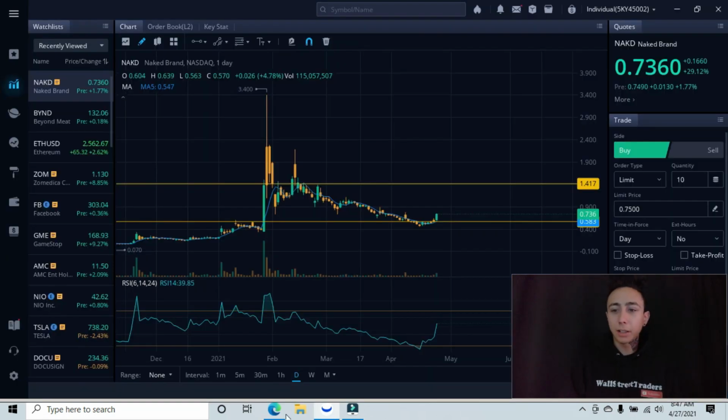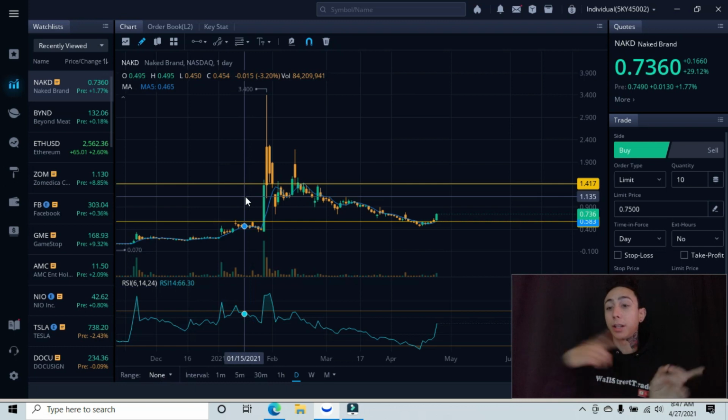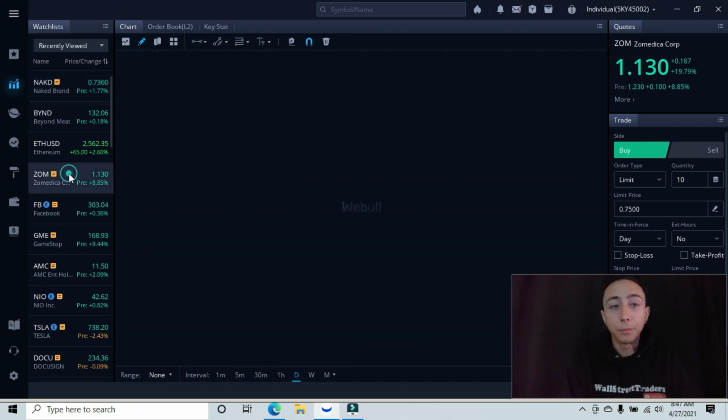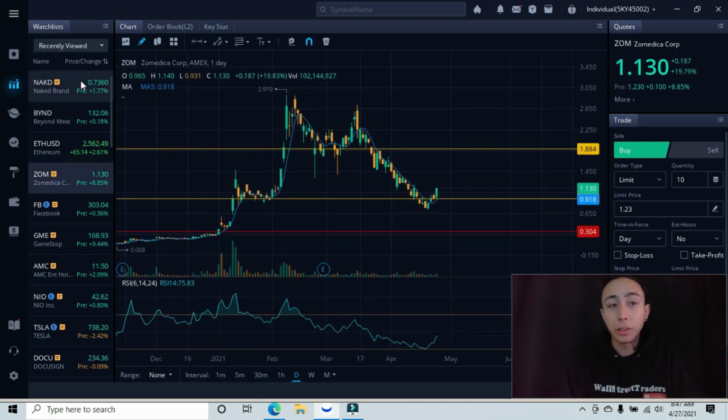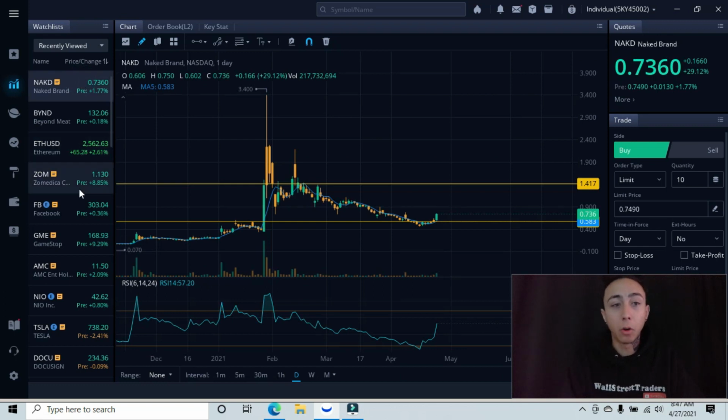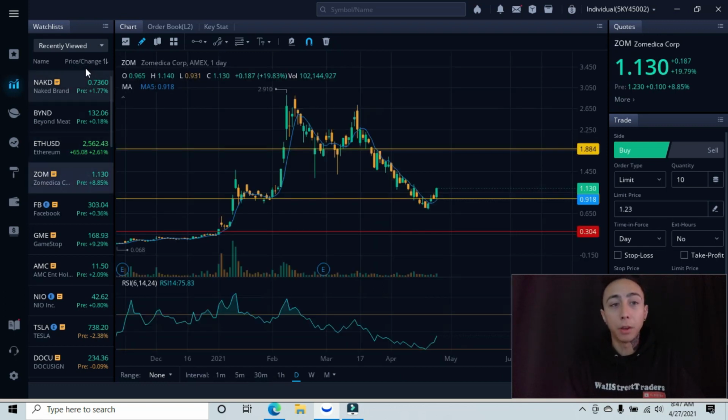So the next stock that we're breaking down this morning is Naked, or ticker symbol NAKD. We just did ZOM, so if you want to check that out, go ahead and click that. These two are very similar. It's pretty scary. They're almost both in a parabolic move on the daily time frame.